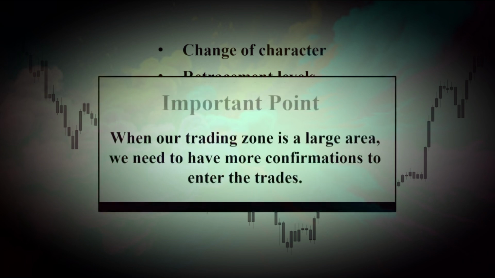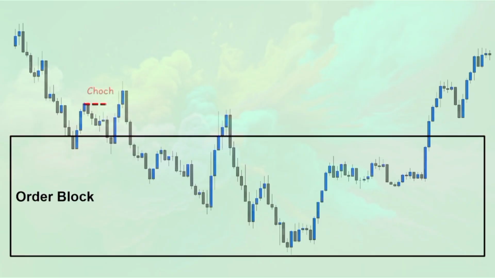When our trading zone is large, we need more confirmations to enter the trades because the market loves to take out the early buyers and sellers. Sometimes when the price enters a large demand or supply zone, it provides many false signals before reversal occurs. That's why we need a double confirmation after the change of character appears on the chart.